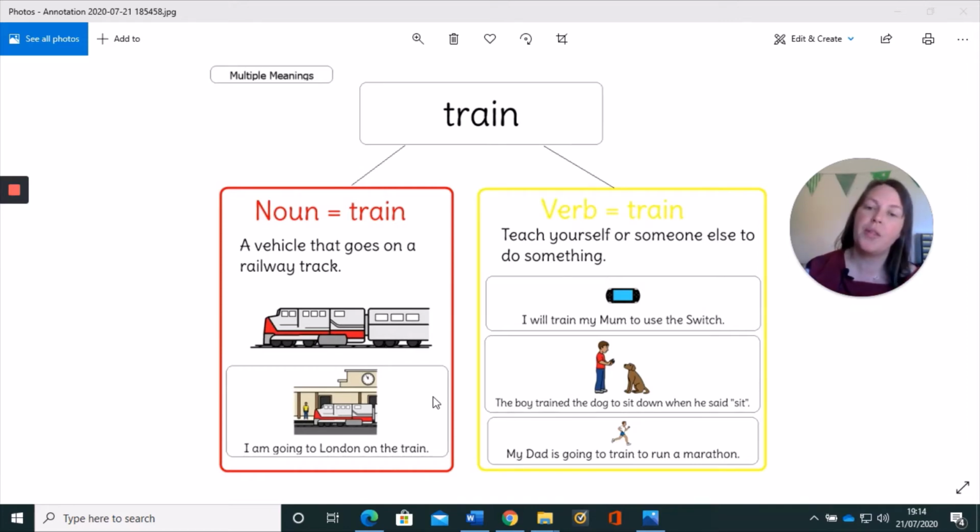Then you come on to the one that they don't know so well, which is the verb to train, another definition, and then there was no one picture to represent that we could think of. So we came up with three examples in sentences and we put pictures with them. I will train my mum to use a switch. The boy trained the dog to sit down when he said sit. My dad is going to train to run a marathon.